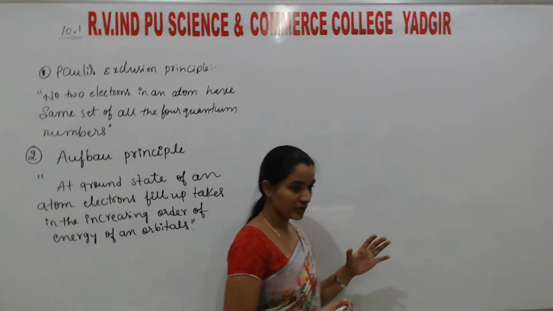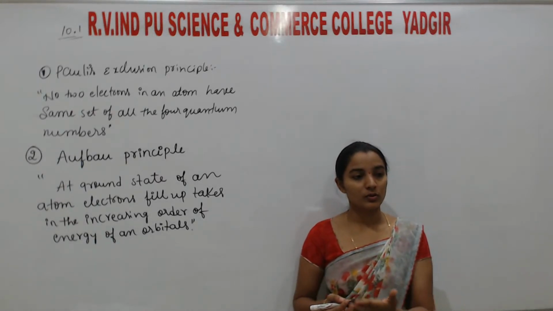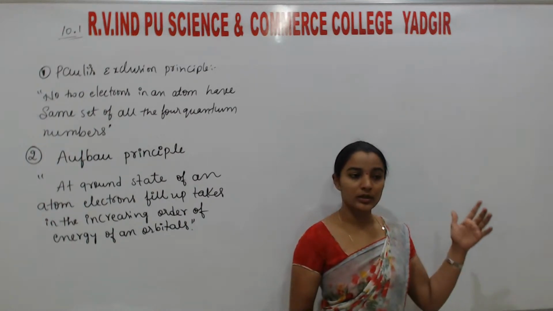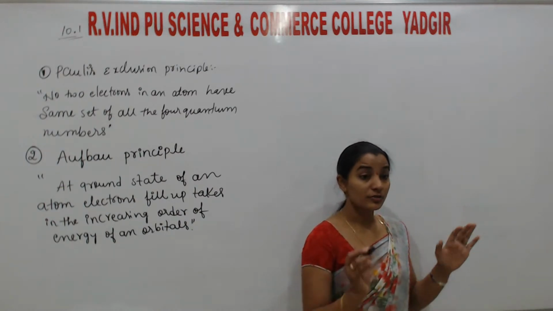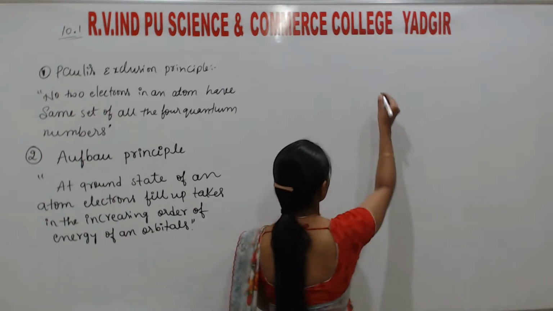I write certain orders: after 1s we choose 2s, after 2s 2p, then 3s, 3p, and before 3d that is 4s. So that is the increasing order of the energy. How to find that out is here.